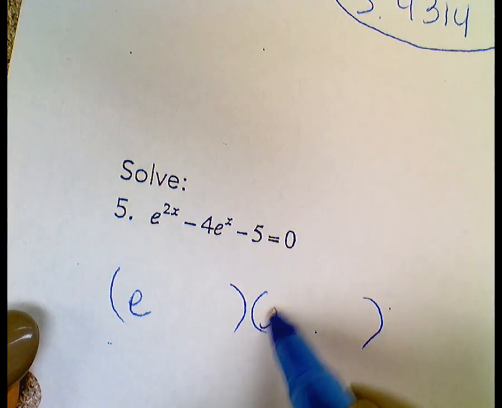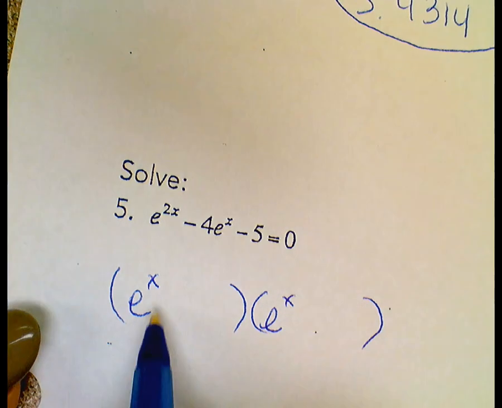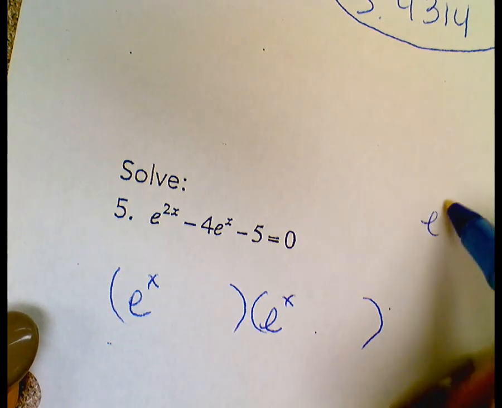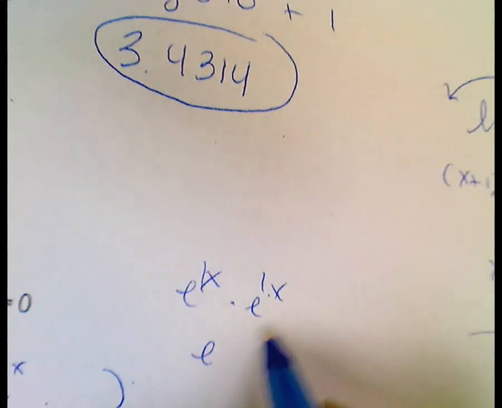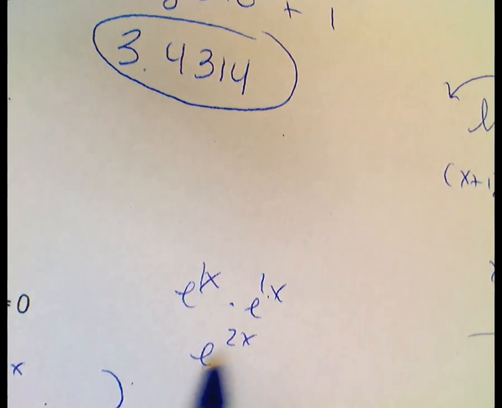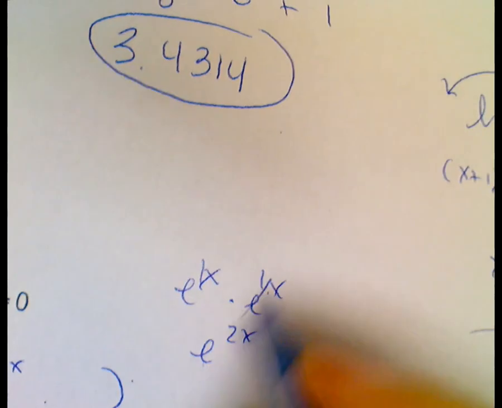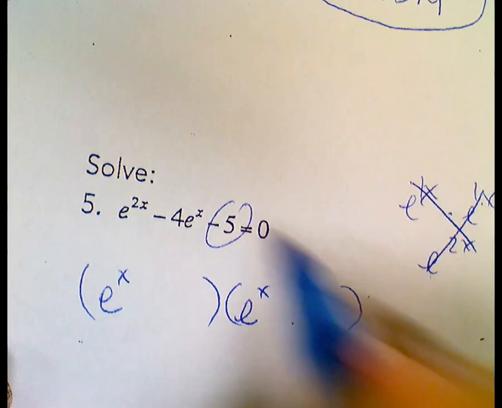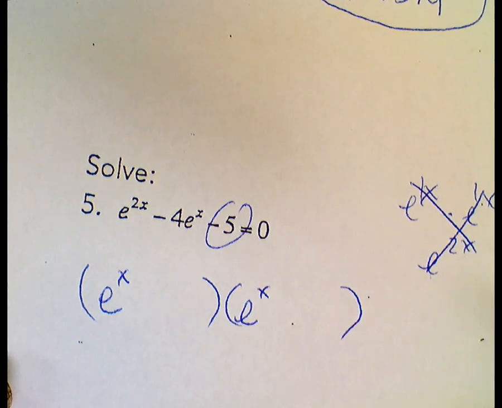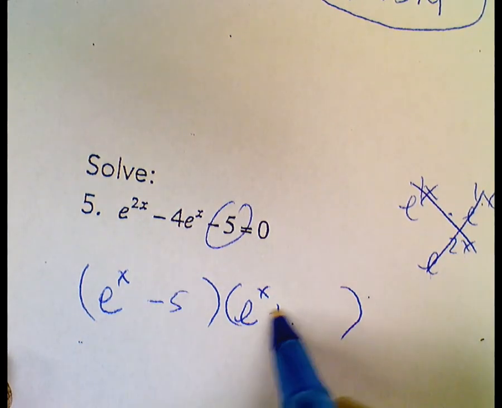So this first one is going to be e to the x. If you multiplied e to the x and e to the x like this, you would add the exponents and you'd get e to the 2x. So e to the 2x is really e to the x times e to the x. That's how you separate e to the 2x. Now, what are factors of -5 that add up to -4? Did you say -5 and 1? You are right.